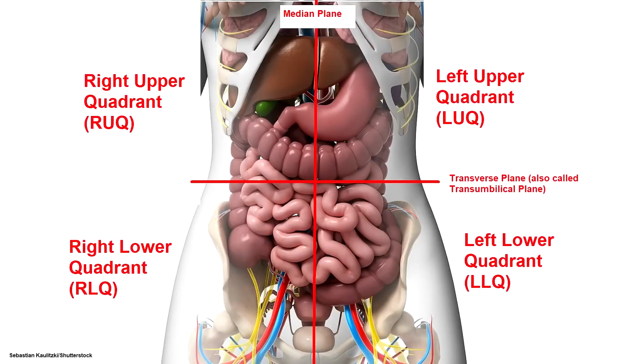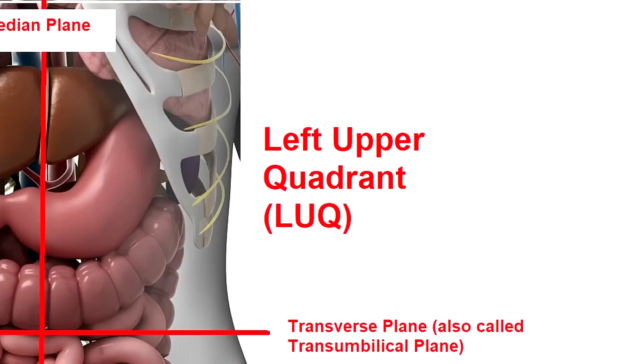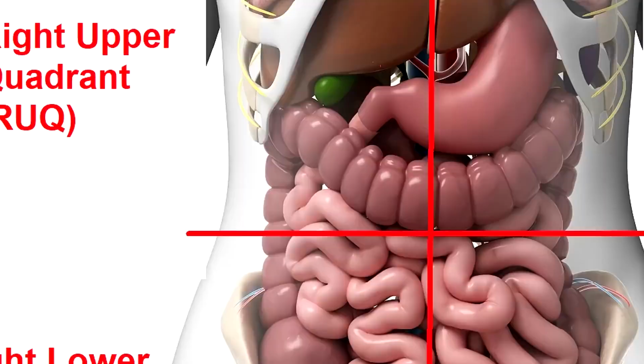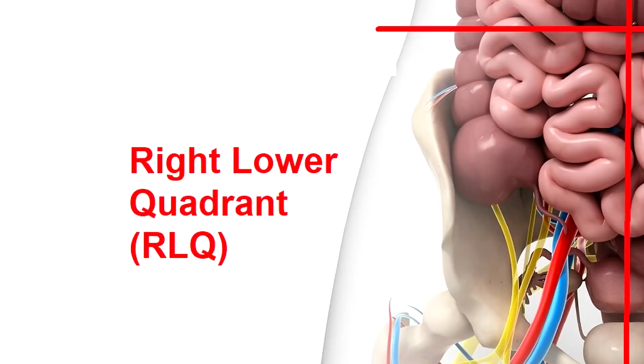First, let's take a look at the 4 quadrants, which are created by an intersecting horizontal plane, also called the transumbilical plane, and a median plane. The 4 quadrants are easy to remember because they consist of a left upper quadrant, left lower quadrant, right upper quadrant, and right lower quadrant.